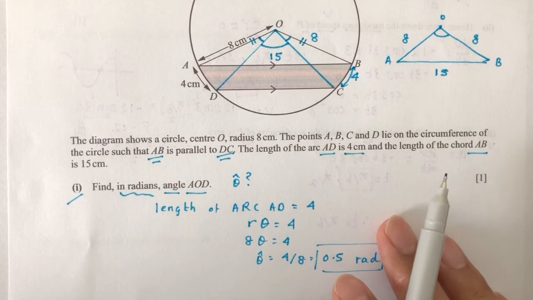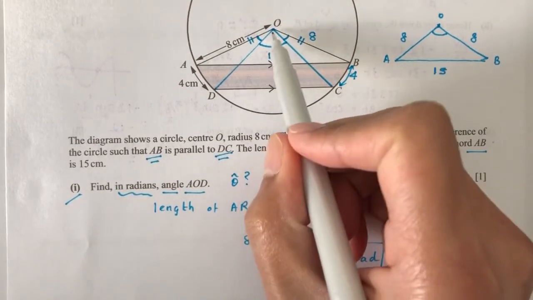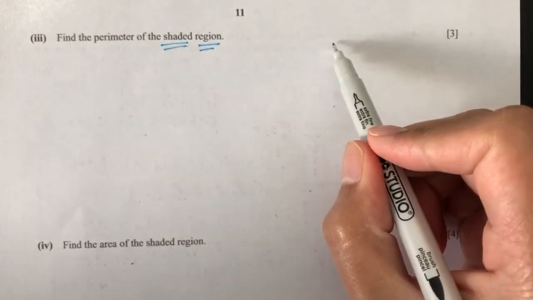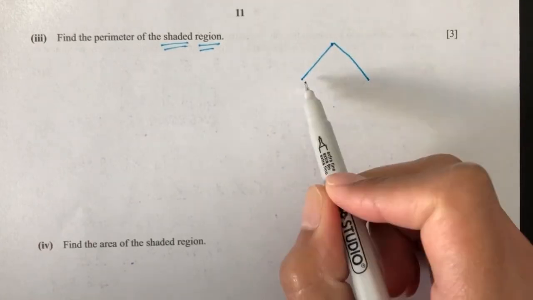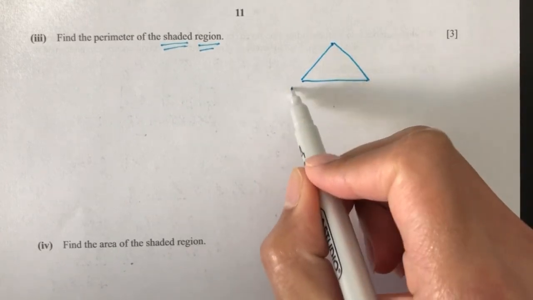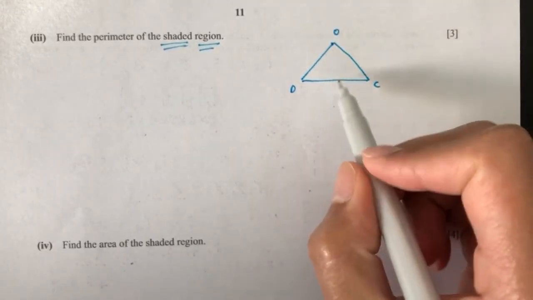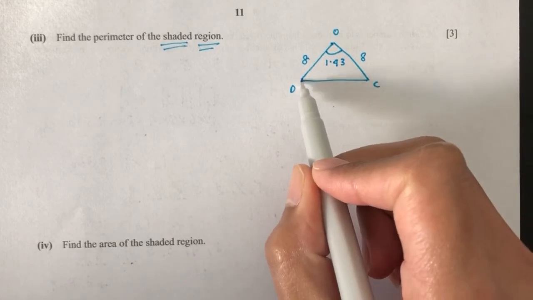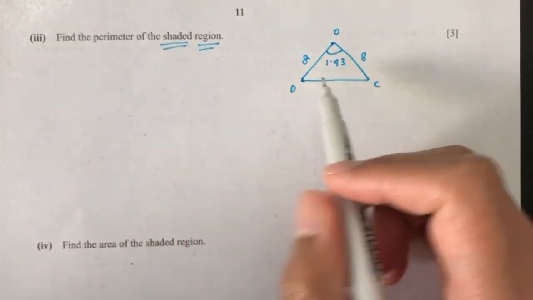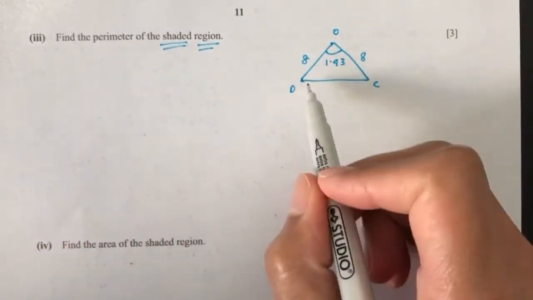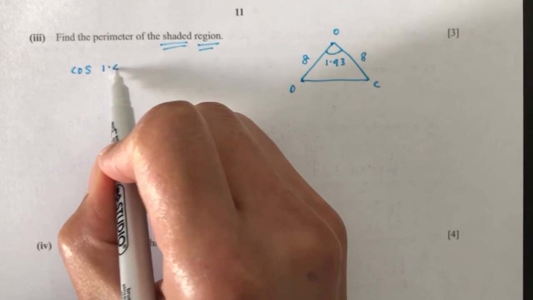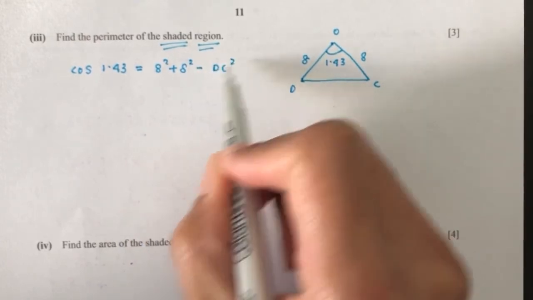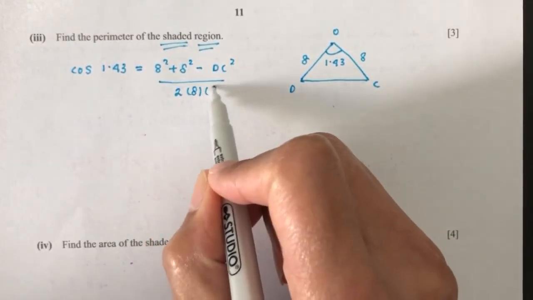So what can we use to find this length? We can use the cosine rule, because we know this is also the radius. This is 8, this is 8 as well. So let's draw this triangle here. We're trying to find this straight line. This is D, C, and this is O. We know this angle is 1.43 radians, and we have to find this side. So let's use the cosine rule: cos of 1.43 radians equals 8 squared plus 8 squared minus DC squared divided by 2 times 8 times 8.